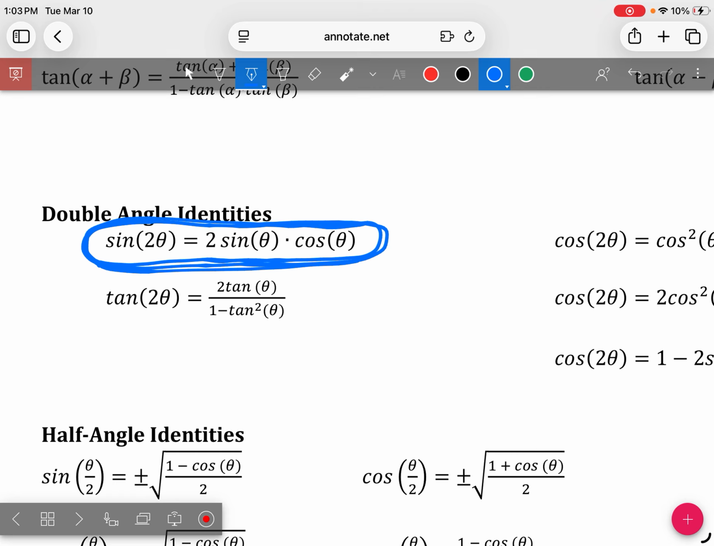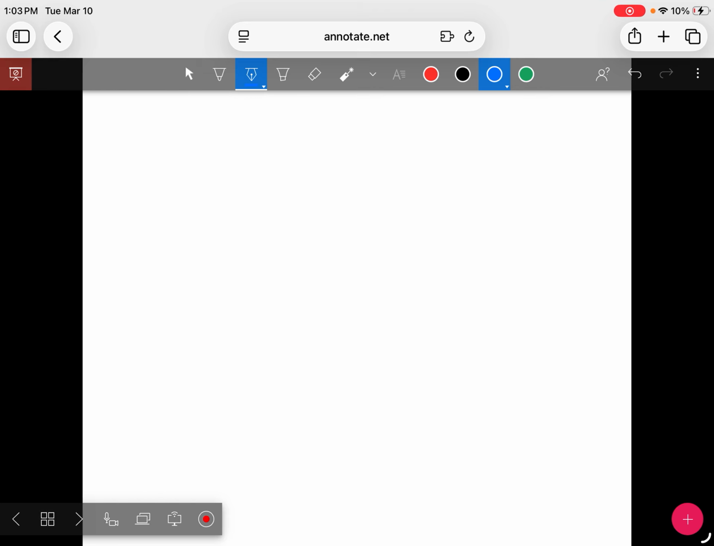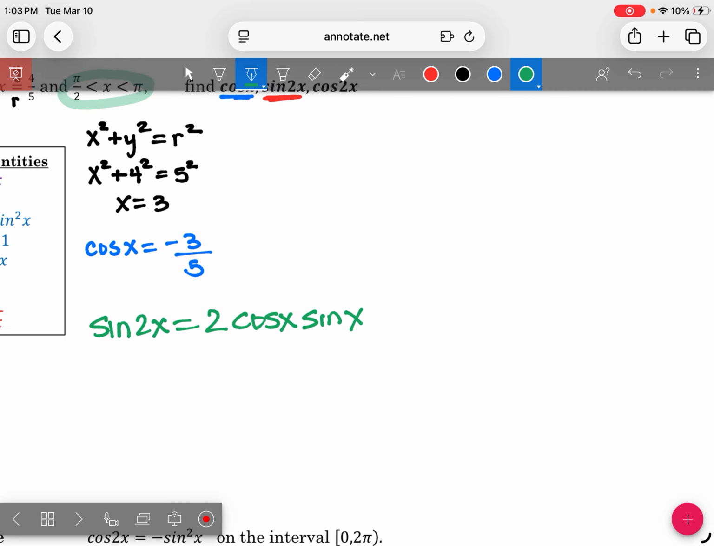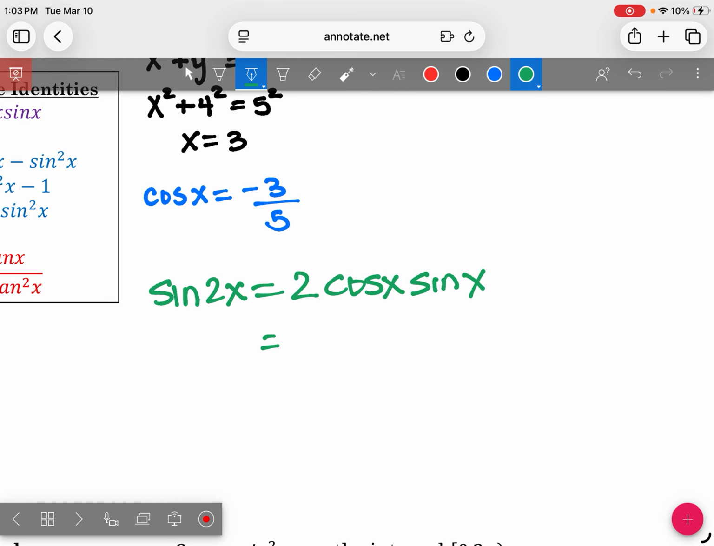So if I'm looking for a sine double angle, the formula for sine double angle says to take 2 times the cosine times the sine. That's our formula. So that would be 2 times cosine, which is negative 3/5, and sine is positive 4/5. So you're multiplying across. Multiply 2 times negative 3 times 4. 1 times 5 times 5.